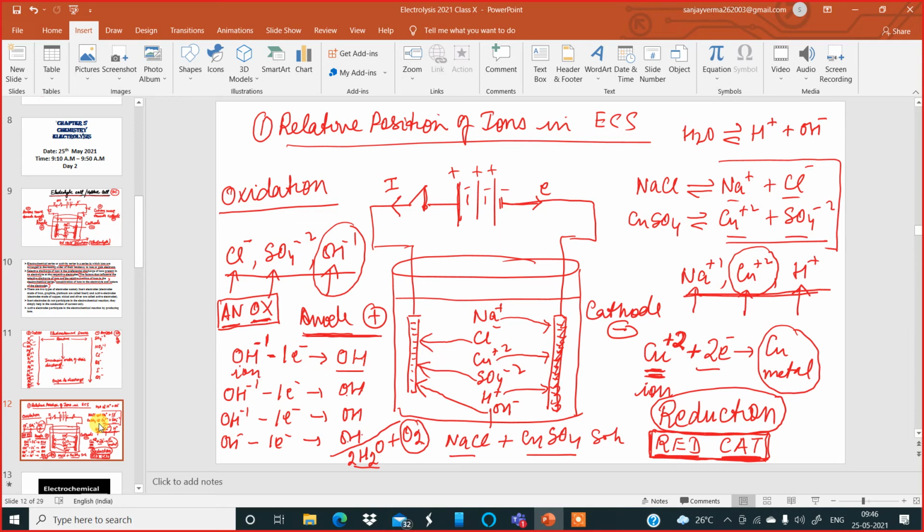So did you understand the first point, the relative position of ions in the ECS? So this is called preferential discharge of ions in this chapter, electrolysis. Am I clear, boys? Okay, good. Now hang on and look at the diagram very carefully and see what question you can ask. I'm waiting for somebody to ask me a question.